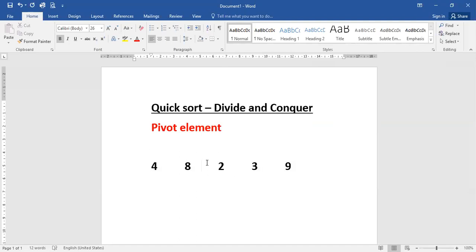So for selecting the pivot element you have 3 steps or 3 procedures. Did you understand the meaning of pivot? A pivot is a pointer; that is, among the given elements, you have to keep some element as a pointer. So that is called the pivot.